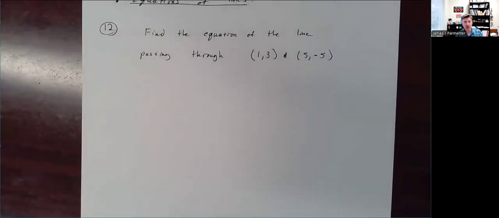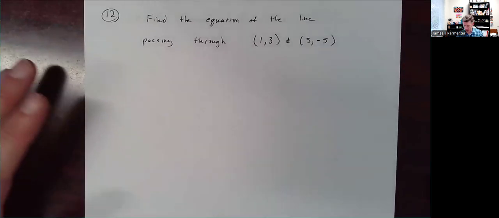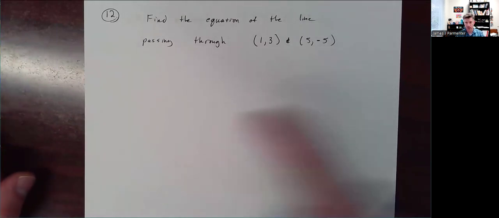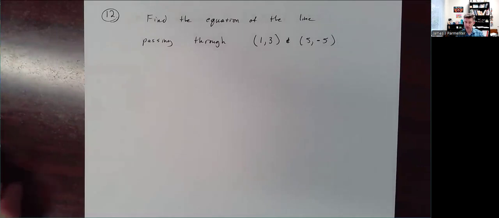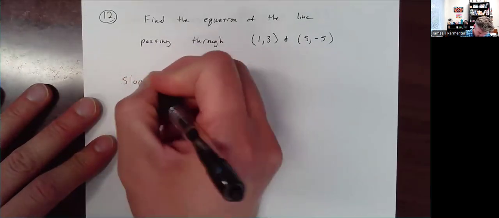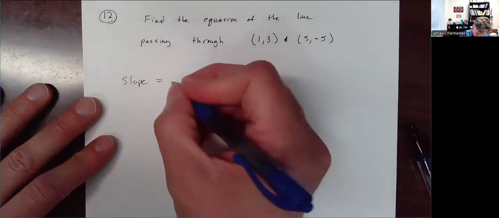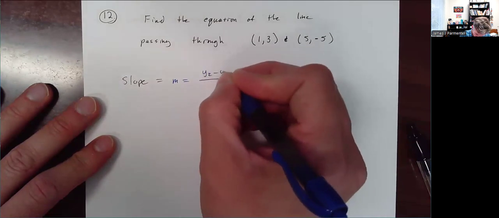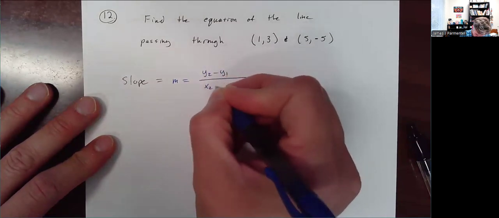So find the equation of the line passing the point (1, 3) and (5, -5). So let me show you the fast way to do it and then talk about where it's coming from. To find the equation of a line, you need two things. You need a point, which we have more than one of, and we need a slope. And the way you find the slope is by finding the difference in the y's over the difference in the x's.